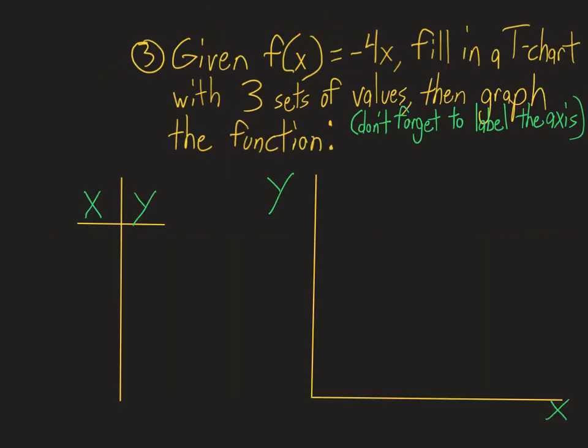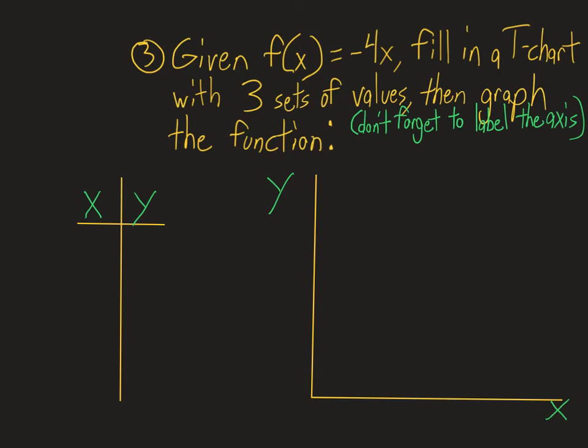All right, here's problem 3. Given f of x equals negative 4x, fill in a t-chart. We just did the t-chart on the other examples over there on the left with 3 sets of values. Those 3 sets of values will make points for you. Then graph the function using those 3 points. And don't forget, you have to label your x and y axis. They don't mean anything until you've got some values labeled.